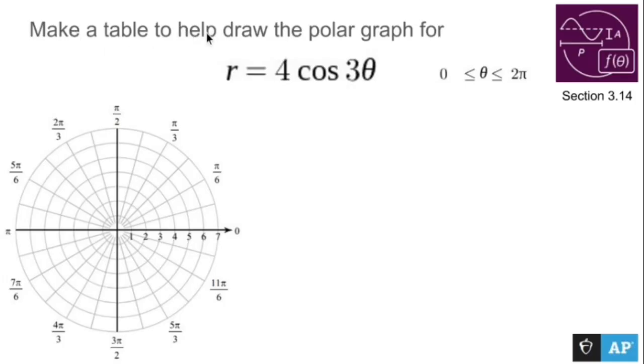Make a table to help draw the polar graph for r equals 4 cos 3 theta. All right, so we're making a table.